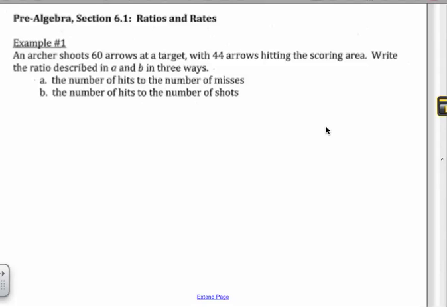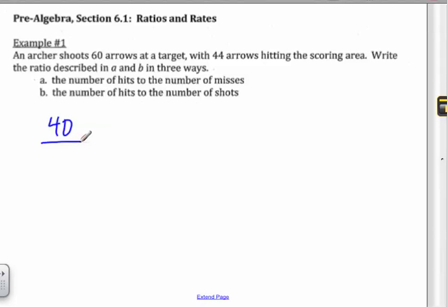Okay? Now, this first one says, an archer shoots 60 arrows at a target with 44 arrows hitting the scoring area. Good job. Write the ratio described in A and in B in 3 different ways. The first one says the number of hits to the number of misses. Can you write that as a fraction for me? There were 60 total shots, but if we did hits to misses, what would it be?